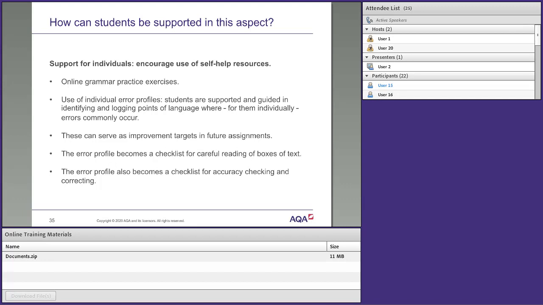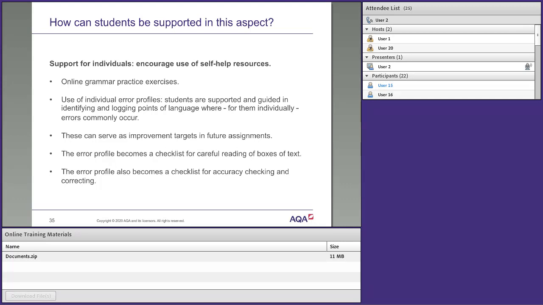Use of individual error profiles is vital. So students are supported and guided in identifying and logging points of language where, for them individually, errors commonly occur. So these can serve as improvement targets in future assignments. And the error profile then becomes a checklist for careful reading of boxes of text. So if they know that they always make mistakes, as I said with my students with the dative plural, the first thing that they look for when they're going through those boxes is: is there a dative plural there?